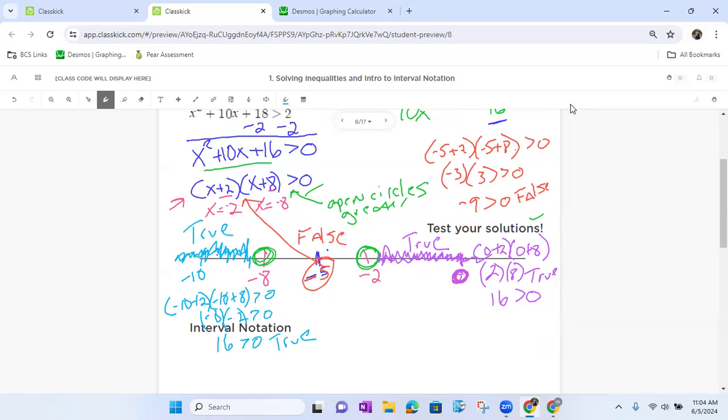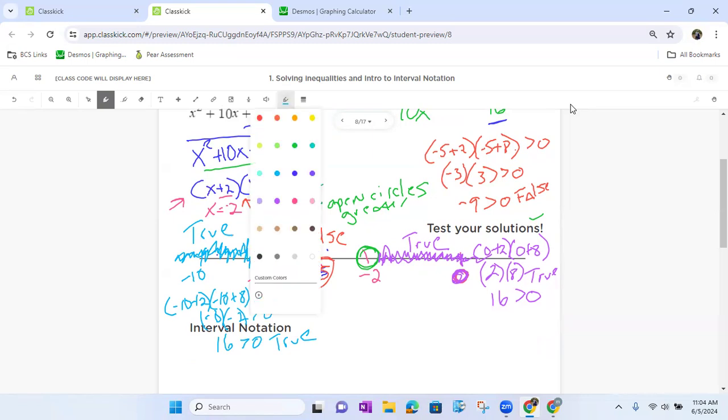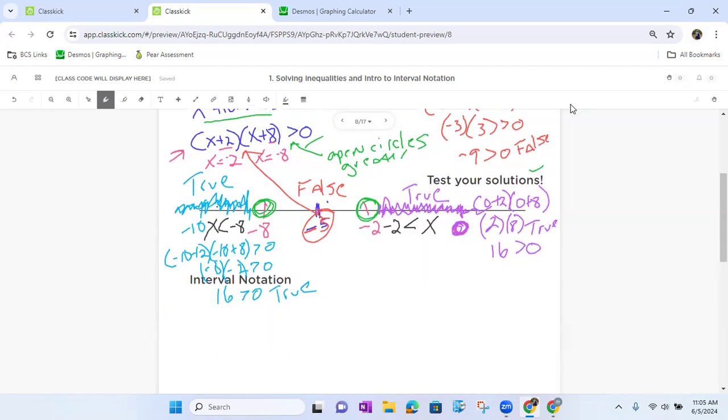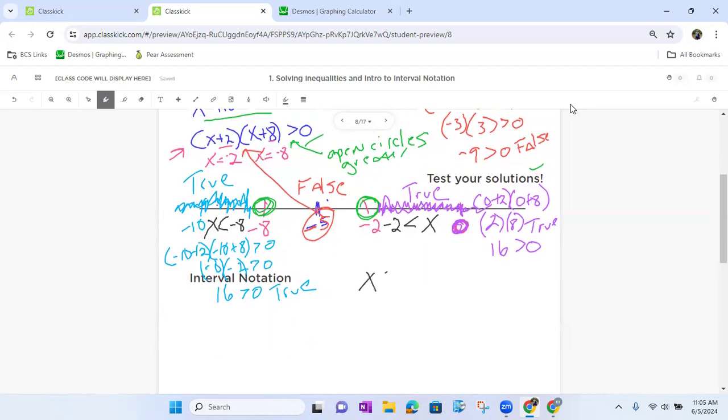So our answers would be anything that is less than -8. So all the x's, let's go ahead and write that on there. I'll do that in black. So all the x's have got to be less than -8, and then all the answers over here have got to be greater than -2. And that's how we would use that with our intervals. So let's write that. The x's are less than -8, or the x's are greater than -2.